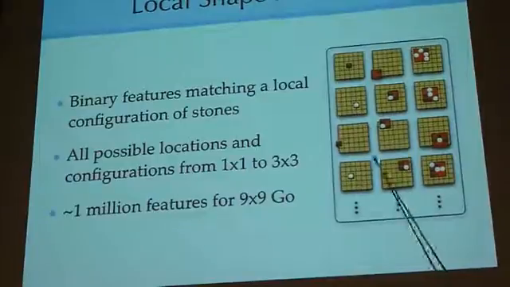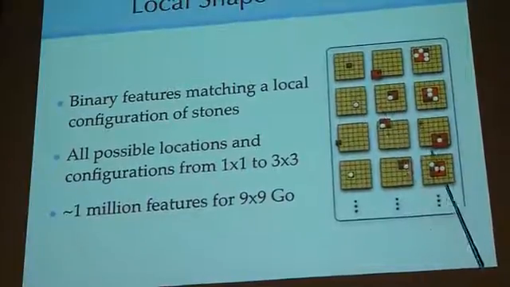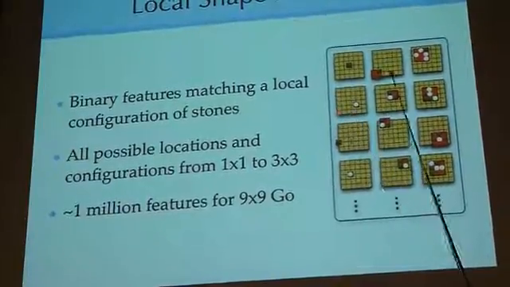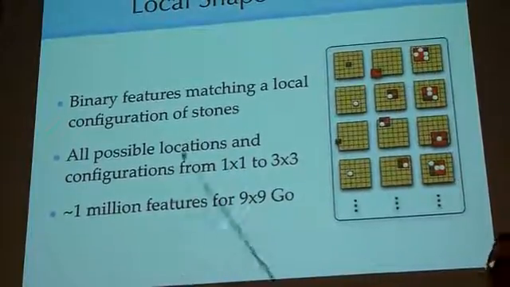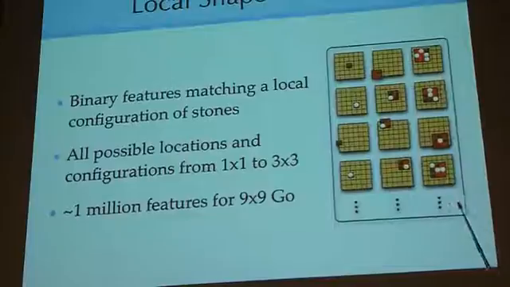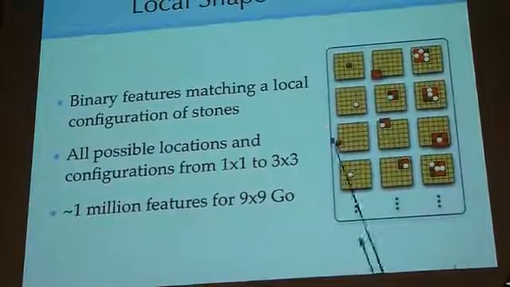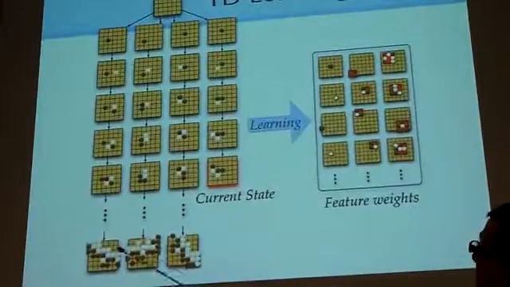So let's say we took some features. Let's say our features were something like this. Do I have a white stone here? Do I have a black stone here? Do I have white stones in this shape here? That might be our set of features. We could have a very large number of features. You could combine those together using TD learning.